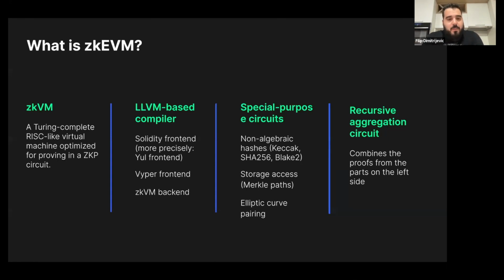The next part is special purpose circuits that heavily rely on PLONK's custom gates and lookup tables as precompiles for the computationally intensive operations such as non-algebraic hashes like Keccak, SHA-256, BLAKE2, and so on. Then storage access, or to be more precise, the Merkle paths, elliptic curve pairing, and last but not least, the recursive aggregation circuit, which combines the proofs from all the above mentioned parts.